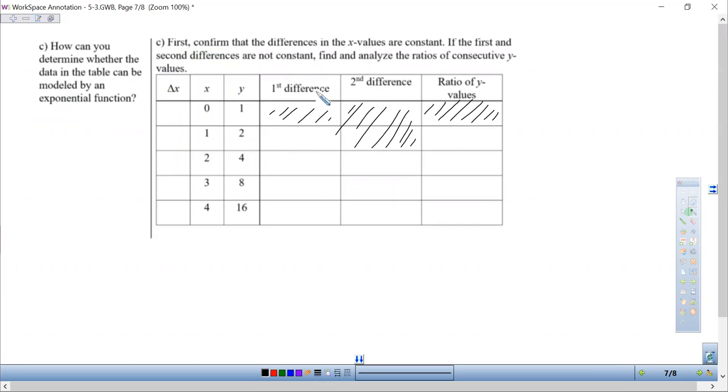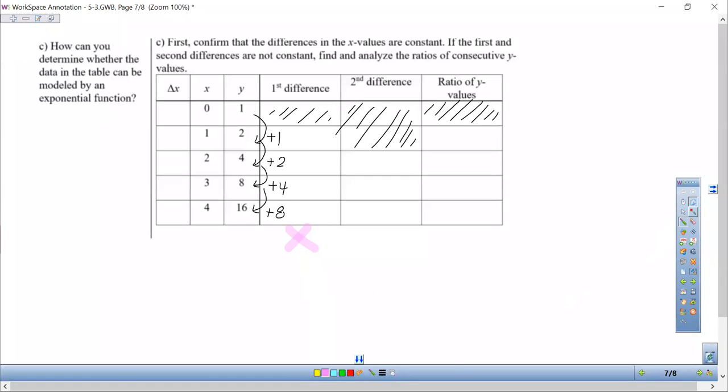So for my first difference, I'm looking at my y values and determining what I add to get the next one. So 1 plus 1 is going to give me 2. 2 plus 2 is going to give me 4. 4 plus 4 is going to give me 8. And then 8 plus 8 is going to give me 16. Okay, so I see those are my first differences. This is not linear, those are not constant.